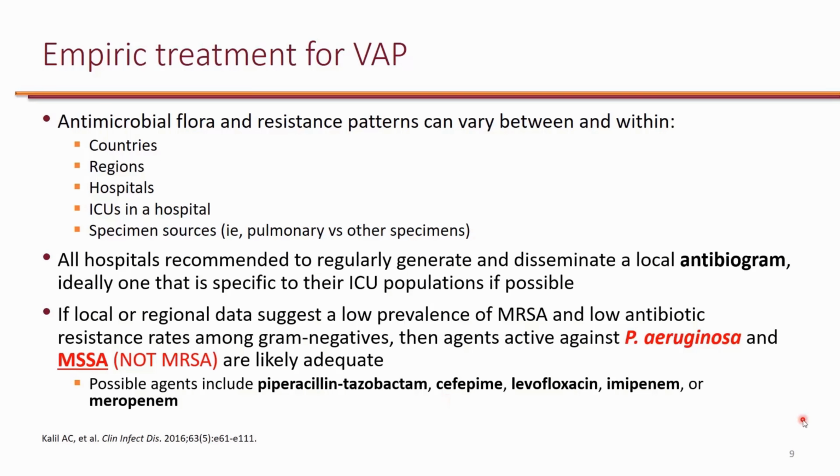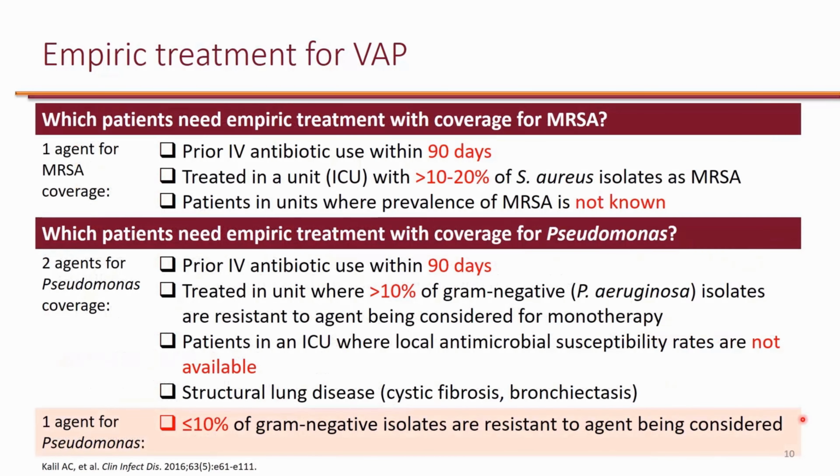Now, who exactly needs to receive empiric coverage for MRSA? Generally speaking, both MRSA and Pseudomonas are organisms that originate from healthcare settings. So patients who have received prior IV antibiotics in the past 3 months or 90 days need to receive one agent that has coverage for MRSA, so typically vancomycin. Also, patients with VAP who are being treated in ICUs where the prevalence of MRSA is more than 10 to 20%, or if the prevalence of MRSA is not known, need to receive one agent that is active for MRSA.